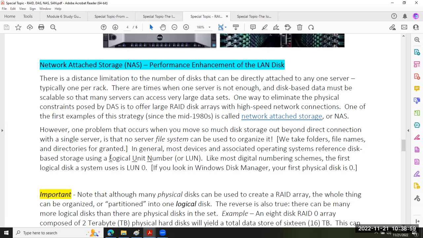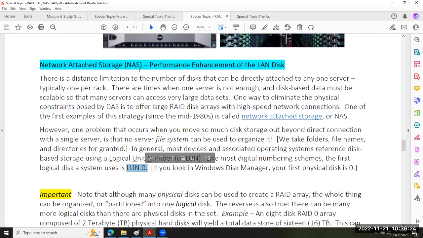And whenever you connect a disk like this, in order to use the disk, it has to be assigned a logical unit number, or a LUN. I know it looks like LUN, but it's pronounced LUN. And the first LUN that is set up for a disk array that's connected to the networks is LUN 0.